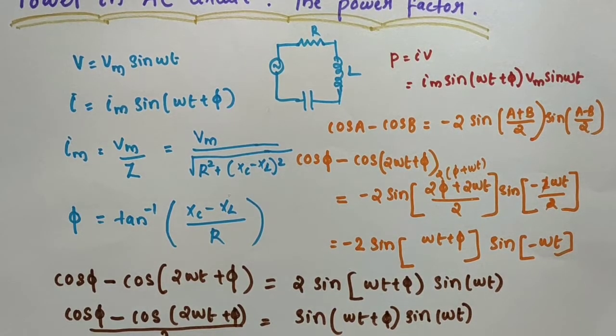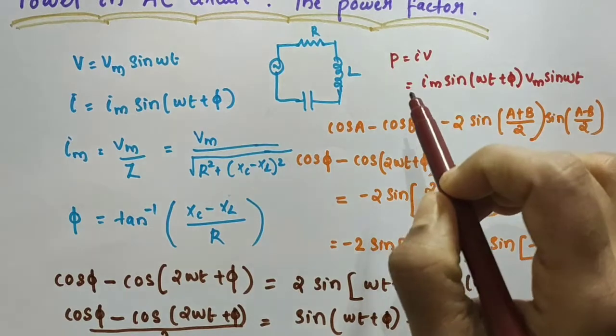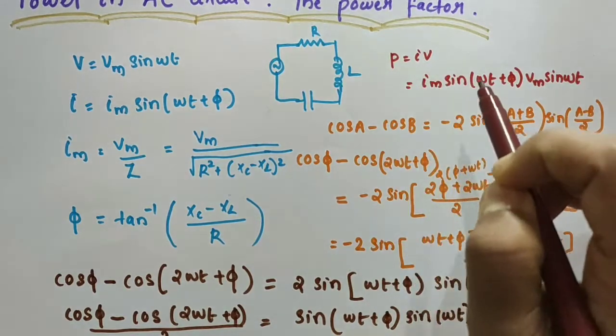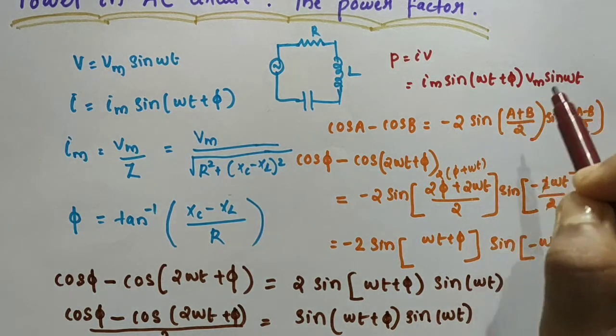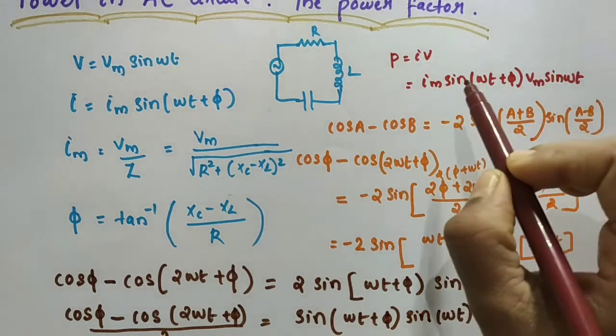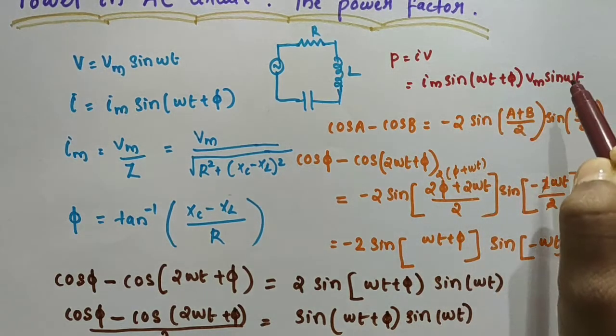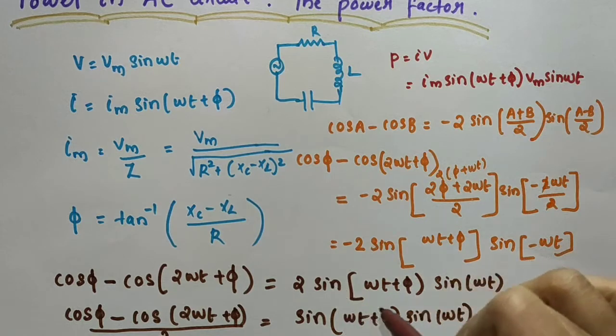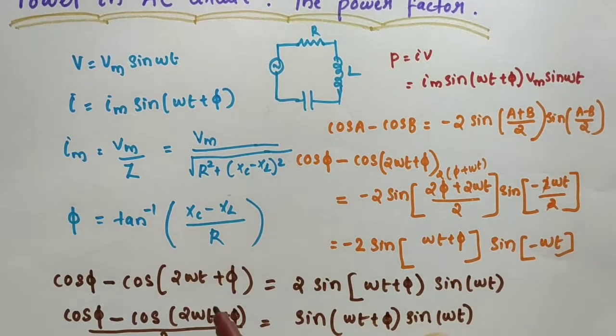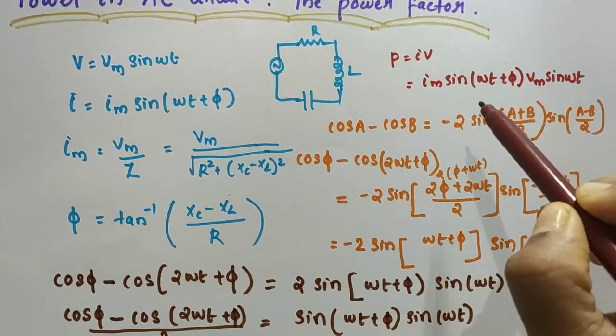Now you see in our expression for the instantaneous power we have p equal to Im sine of omega t plus phi into Vm sine omega t. So here we have sine of omega t plus phi into sine omega t. That can be written as what? Cos phi minus cos of 2 omega t plus phi divided by 2. So I'm going to substitute this relation in this expression.